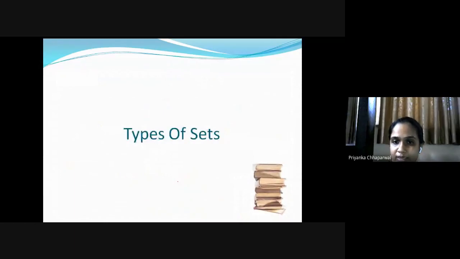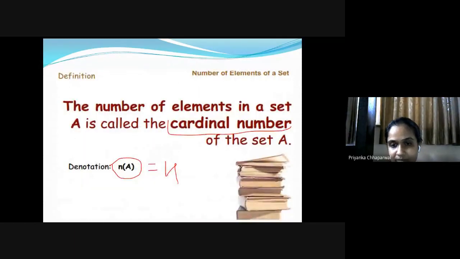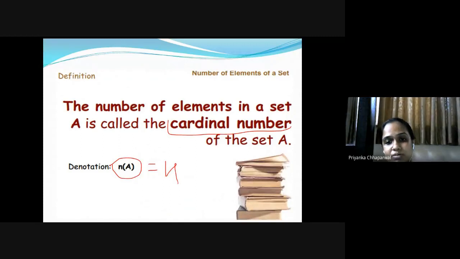Yes students, is it clear what the cardinal number of the set is? You are not saying anything, this will not work.